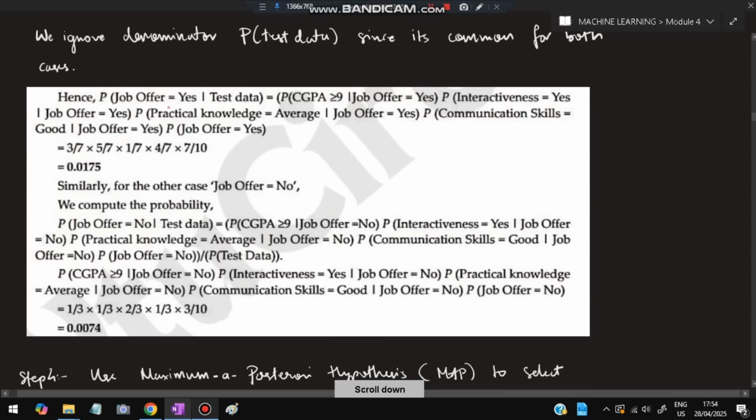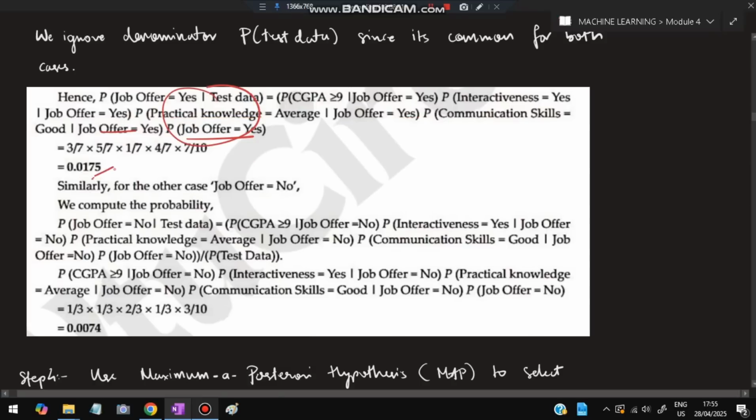Here we will be writing: given job offer is yes, what is the probability that job offer is yes, given the test data? So what is the test data? The test data is CGPA greater than 9, and we multiply the probability that interactiveness is yes given job offer is yes, practical knowledge given job offer, communication skills given job offer, and P of job offer equal to yes. You have to multiply all these things.